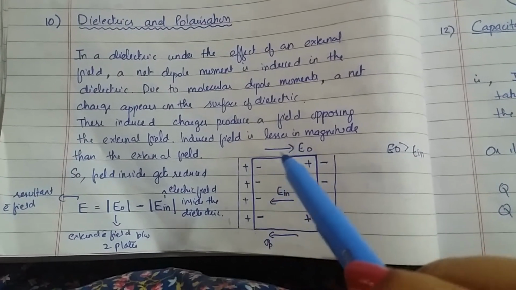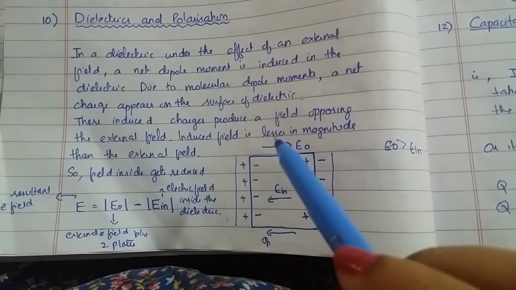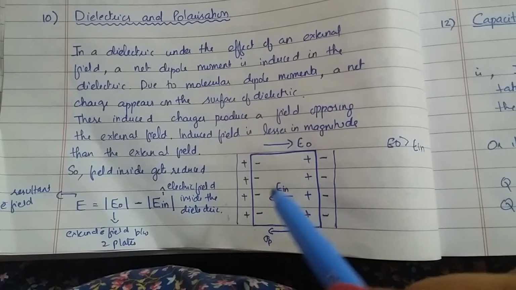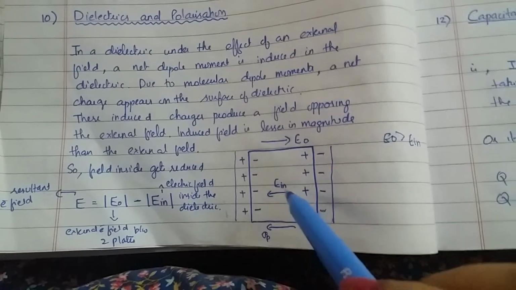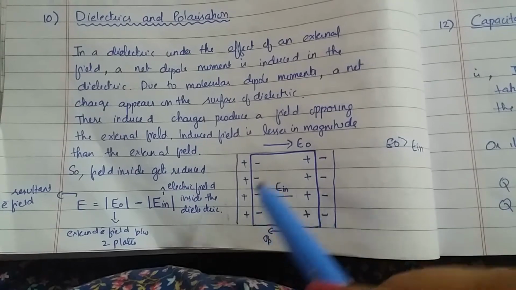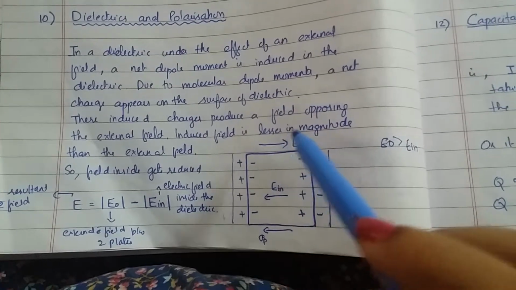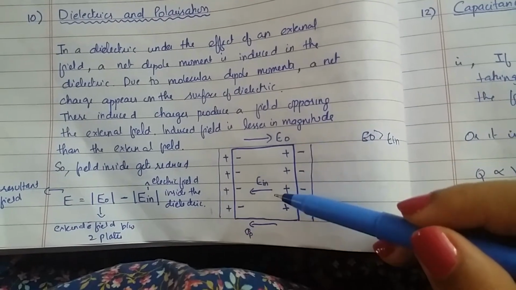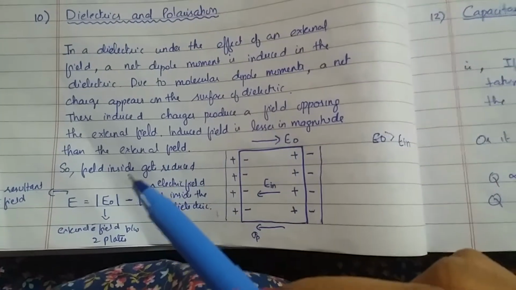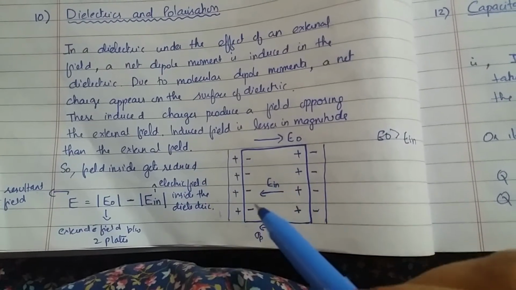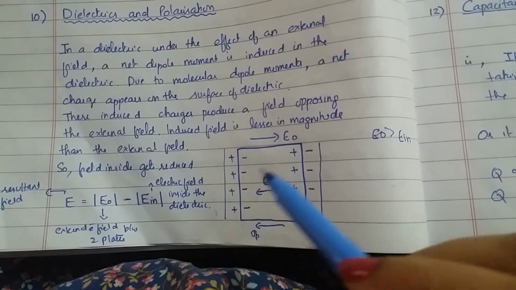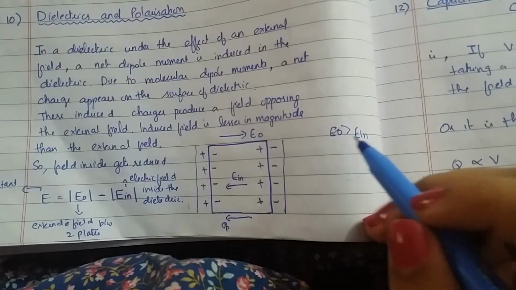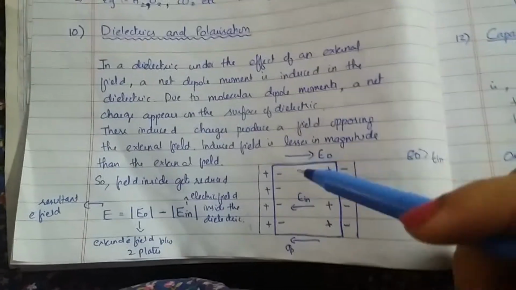That means the external field is in this direction, while the field induced inside the dielectric is in the opposite direction. So this induced field is lesser in magnitude than the external field. So E0 is greater than E inside. So the electric field inside the dielectric gets reduced. Just remember E0 is greater than E in, that is, E inside.